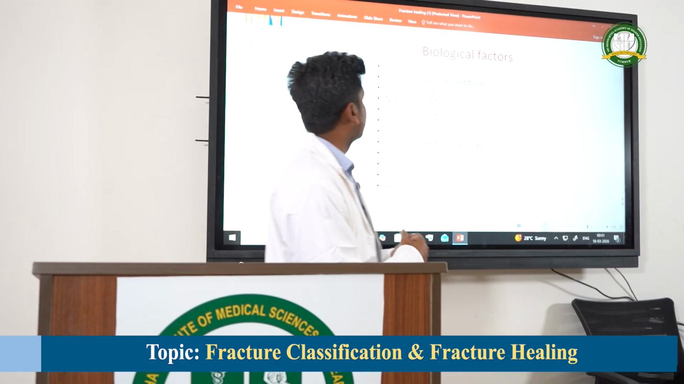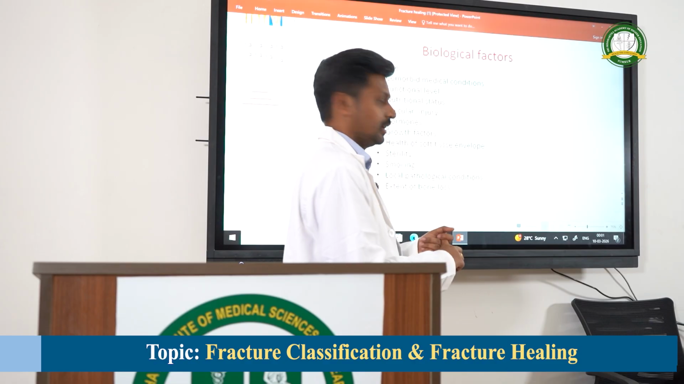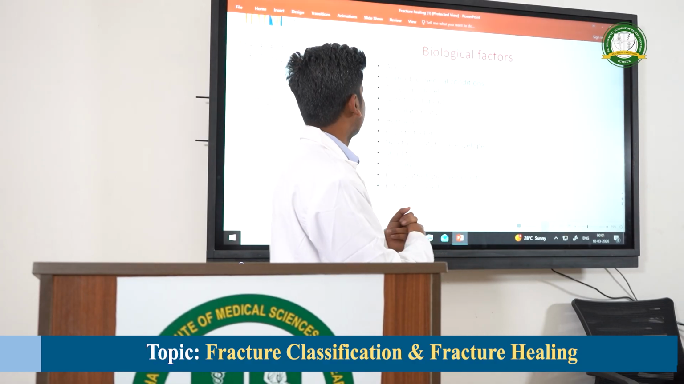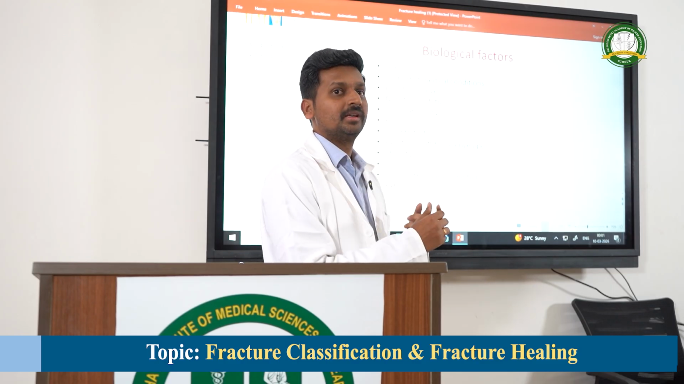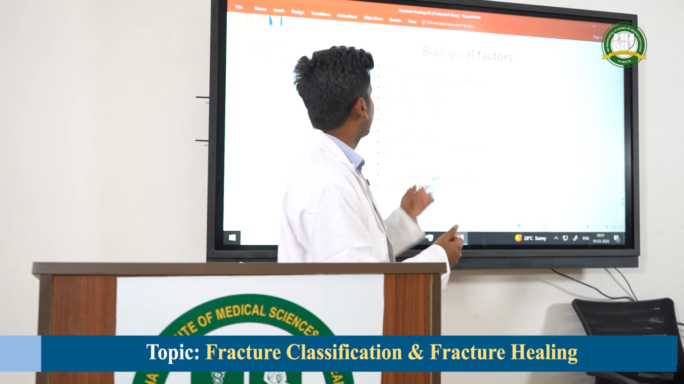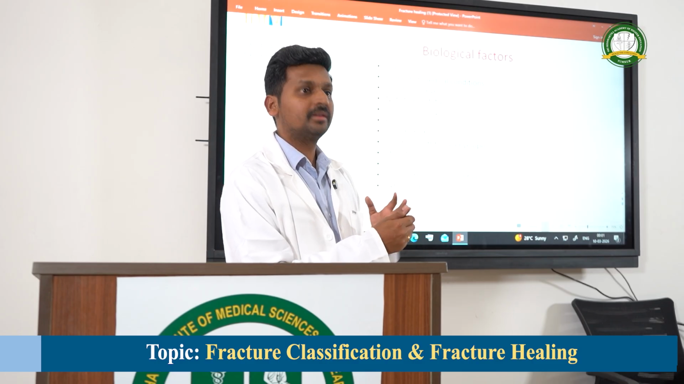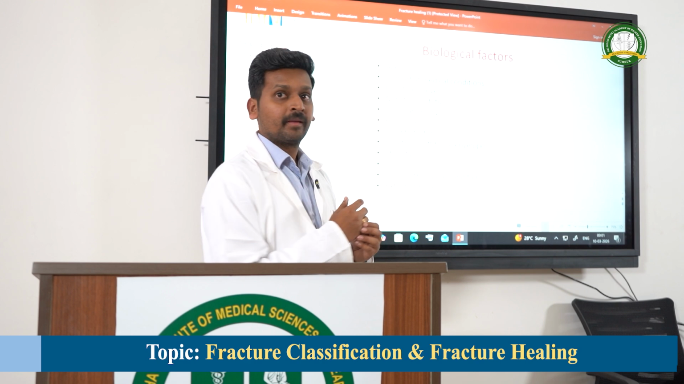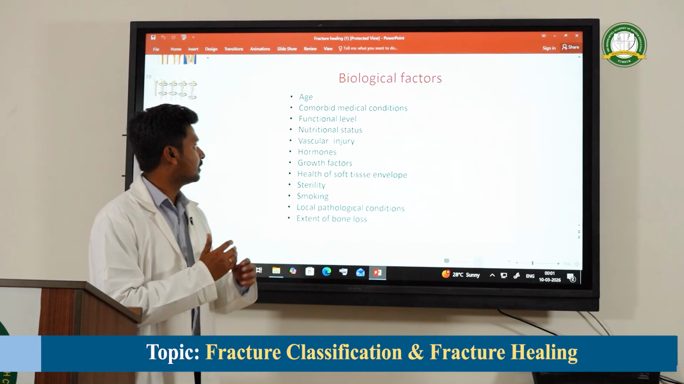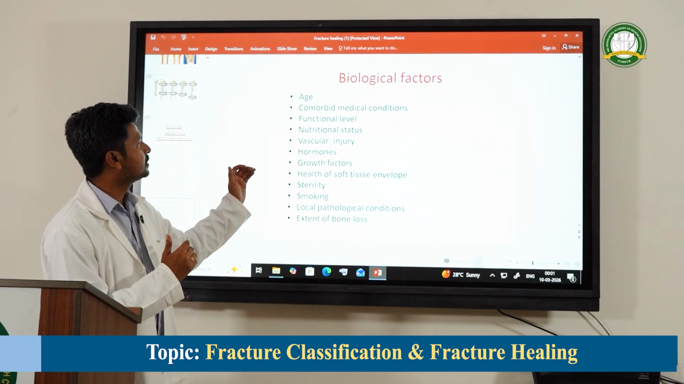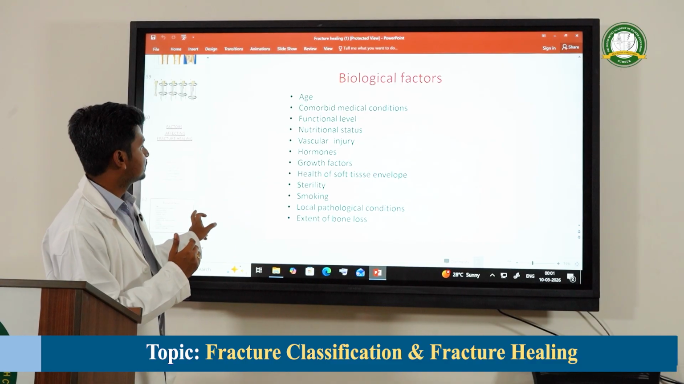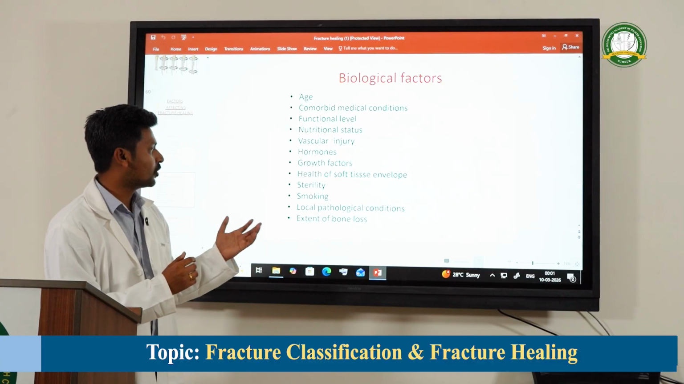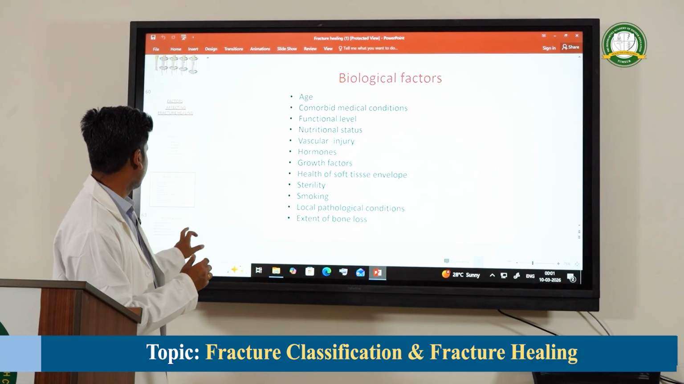So the biological factors are age. Young age patients usually heal well. Old age patients, due to their physiological status, take a long time for the fracture to heal. Comorbid medical conditions such as diabetes mellitus, hypertension. Functional level: highly functional people usually take a shorter duration to heal, whereas people with low functionality will take a longer time. Nutritional status, vascular injury, hormones, growth factors, health of the soft tissues around the fracture, smoking, pathological conditions, and extent of bone loss.